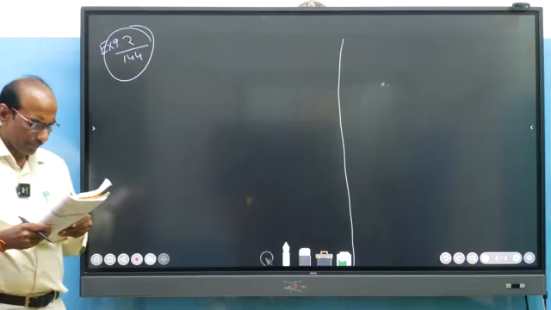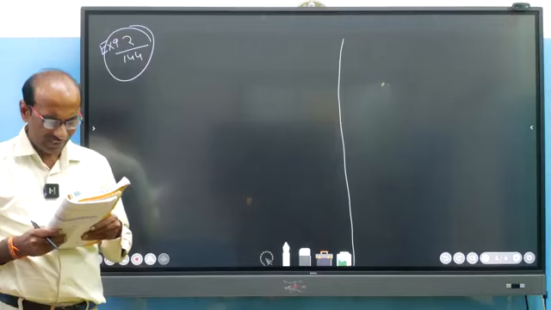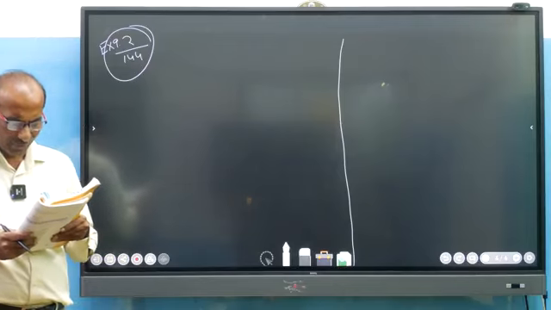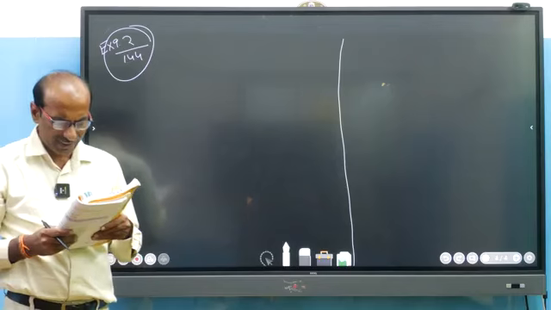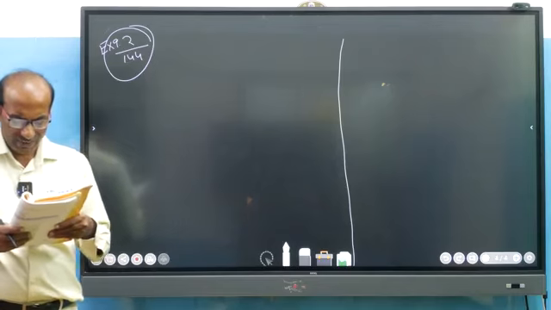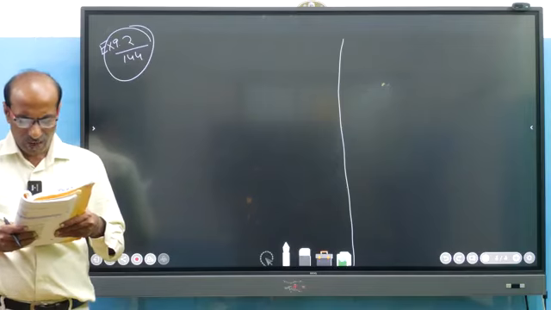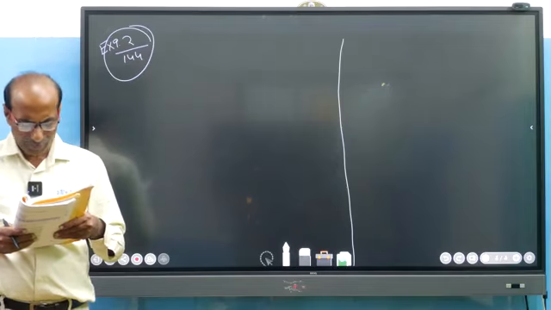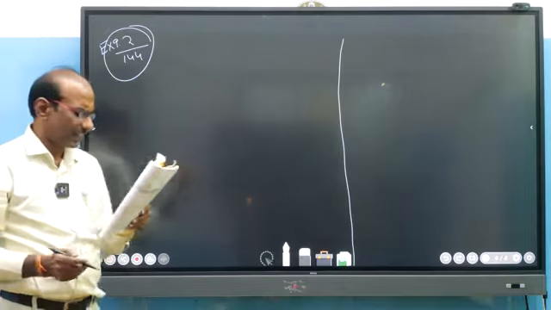The given problem is: an object 4 centimeter in size is placed at 25 centimeter in front of a concave mirror of focal length 15 centimeter. At what distance from the mirror should a screen be placed in order to obtain a sharp image? Find the nature and the size of the image.